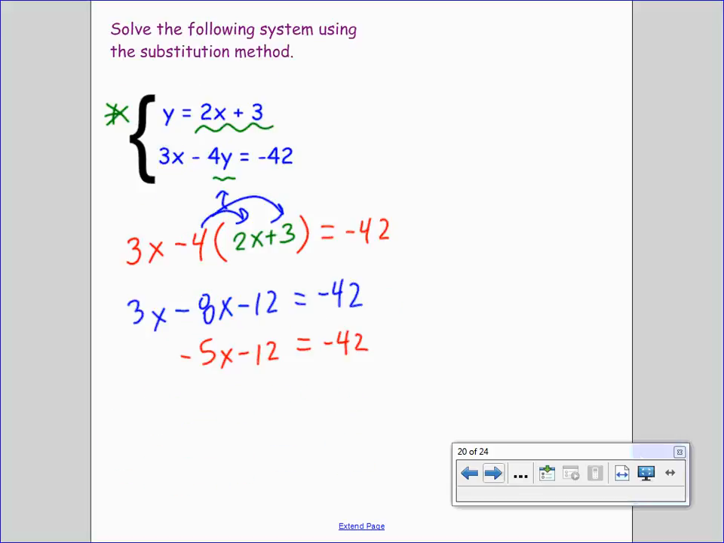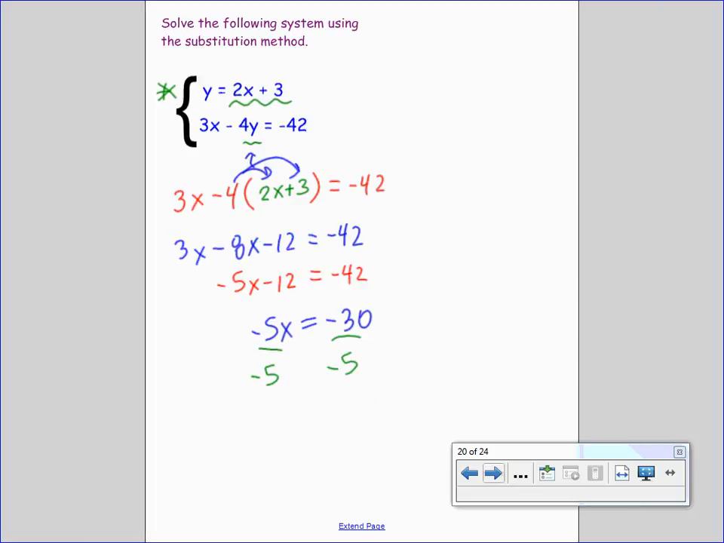Opposite side, opposite operation. Adding 12 to both sides gets negative 5x equals negative 30. And now we can finish it out by division. Dividing both sides by negative 5 isolates x. And it looks like x equals negative, or negative is positive, 6. I'm getting 6. You guys getting 6?